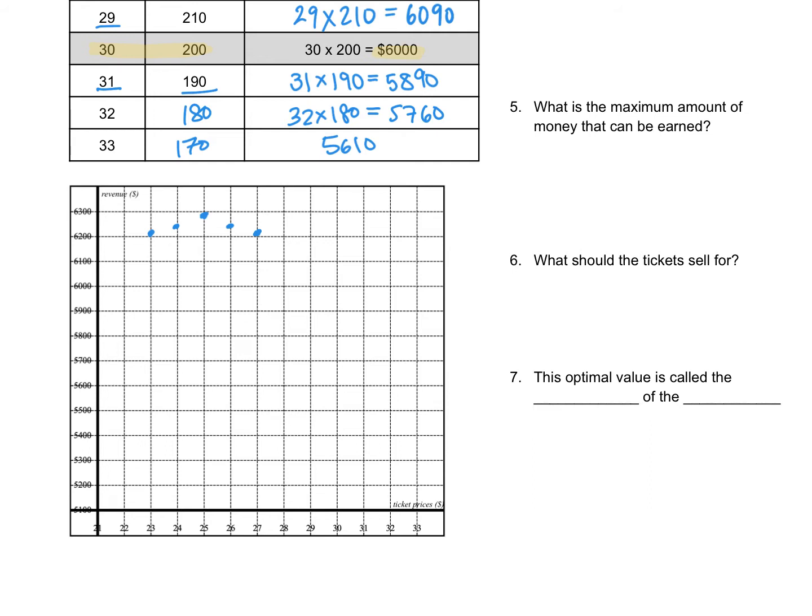Then we're at 6,160. 6,090. 6,000 exactly. 5,890. 5,760. And 5,610. So clearly this is not a line, okay? It's a curve, more of a curve. And if we connect the dots, we would end up with something like this. So you get kind of a curve shape.